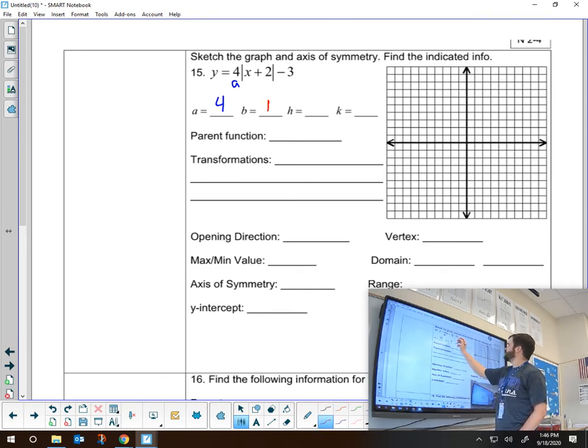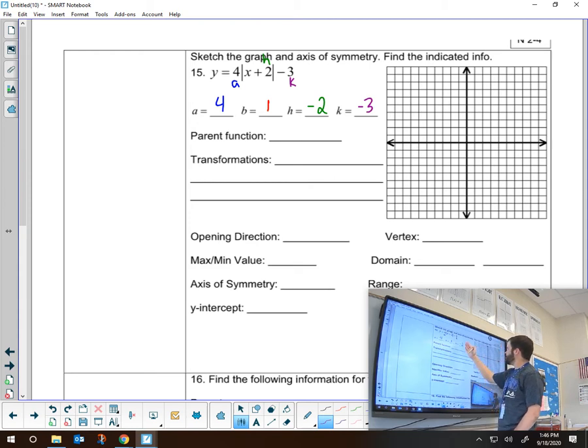My H is going to be this backwards one, this 2. Remember, it's a liar. It's in there, hanging out with its X, it's a liar. So the H is actually going to be a -2. It's always backwards, it's lying to us. My -3 is out here on the end. My -3 is my K.